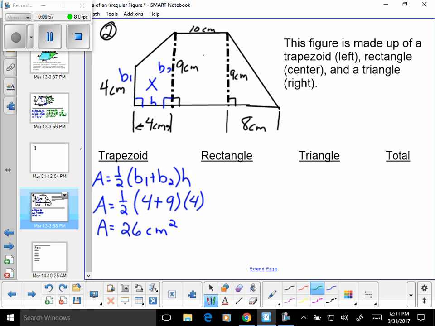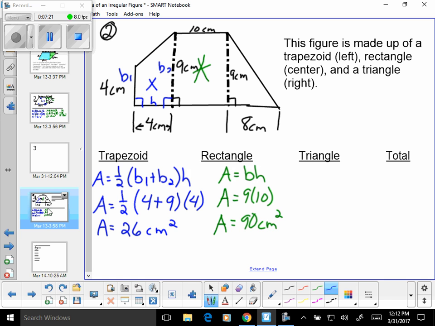Then I am going to work with the rectangle in the center. Well, a rectangle is a parallelogram, so that's b times h. And the only two numbers I really have are 9 times 10. Doesn't really matter if I put 9 first or 10 first because of commutativity. So I will get 90 centimeters squared.